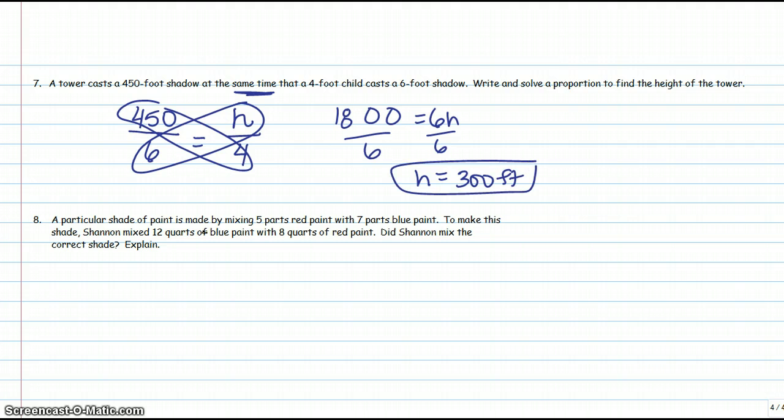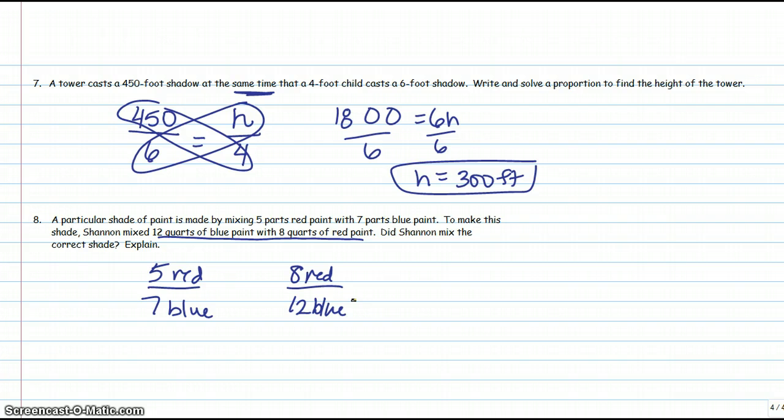Alright, a particular shade of paint is made by mixing 5 parts red paint with 7 parts blue paint. To make the shade, Shannon mixed 12 quarts of blue paint with 8 quarts of red paint. Did she mix the correct shade? Well, you're supposed to do 5 parts red to 7 parts blue. Now Shannon mixed 12 quarts blue and 8 quarts red. So we need 8 red on top and 12 quarts blue on the bottom.